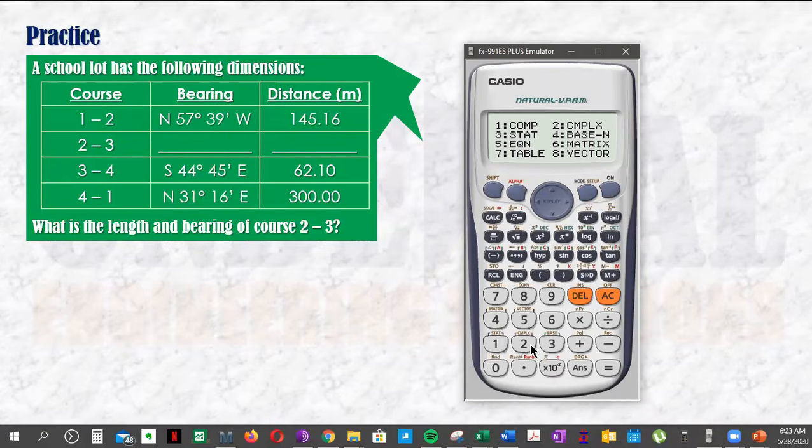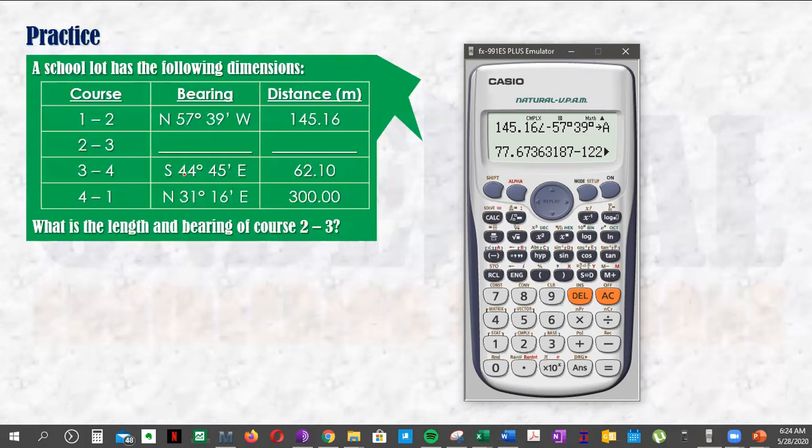So complex again. Gusto ko i-delete ko muna yung mga na-store ko. So mode 2. So let's start dito. This is northwest. And again, if northwest, if you could remember, i-negative ko yung angle. Negative 57 degrees and 39 minutes. So I'm gonna store that to A. Okay.